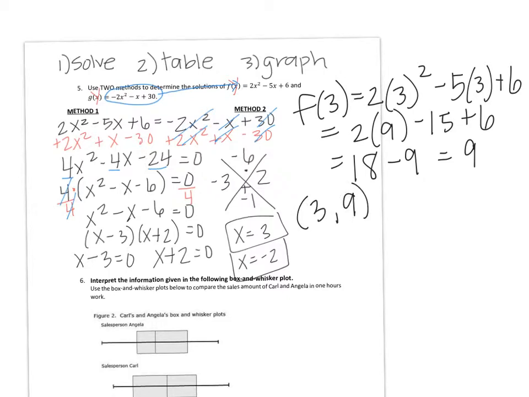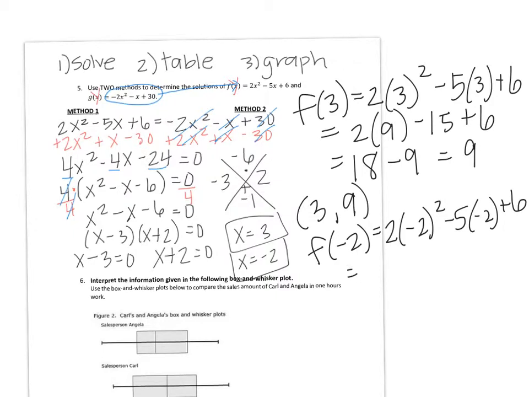Then you do the same thing for negative 2. You're going to do f of negative 2 is equal to 2 times negative 2 squared minus 5 times negative 2 plus 6. Negative 2 squared is a positive 4. Negative 5 times negative 2 is a positive 10. And then I have a plus 6.